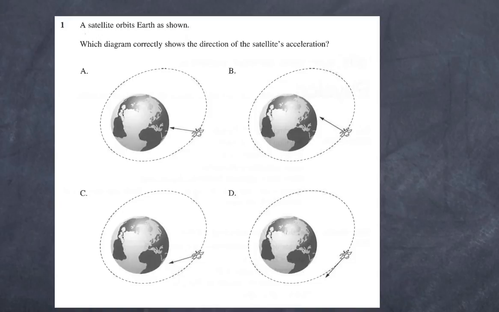Now you're probably familiar with most satellites moving in a circular orbit, and in this case we have an ellipse. A circle is simply a particular variant of an ellipse. That doesn't change the fact that the acceleration, that is the centripetal acceleration, is still always going to point towards the center. So the correct answer is A.